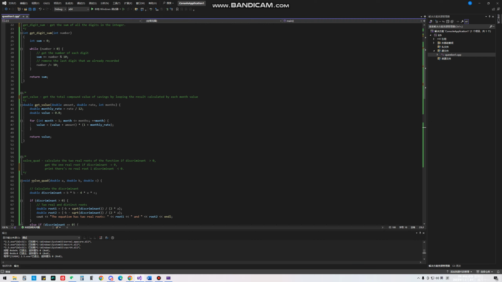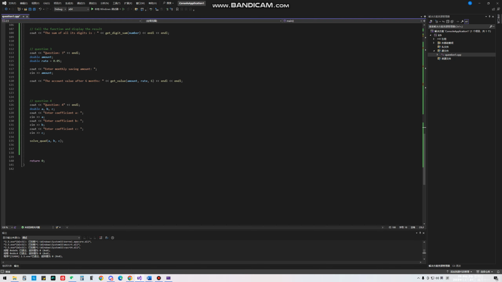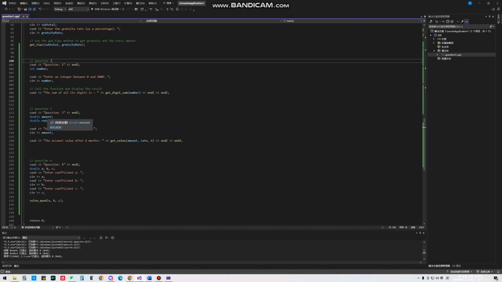For this loop, it means that for each month, we take the value at the beginning of the month, plus the amount that we save each month, and times 1 plus the monthly rate. The monthly rate is the rate over 12. So here is the question.